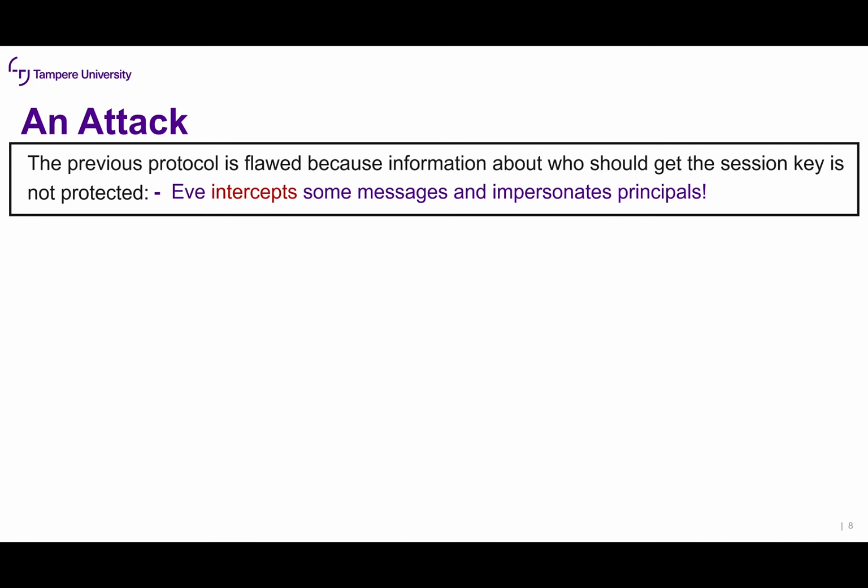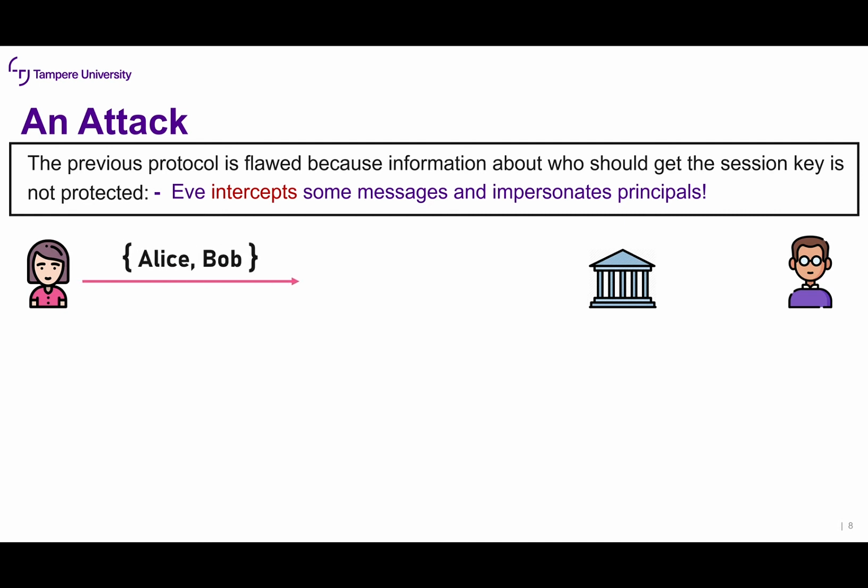The previous protocol is flawed because information about who should get the session key is not protected. So Eve intercepts some messages and impersonates principals. Let's see again what's going on. We've got Alice. The protocol starts by Alice sending a message to Trent saying, "Hi, I'm Alice and I would like to communicate with Bob." Now imagine that we've got our malicious adversary Eve in the middle, who intercepts that message. The first thing that someone could think is just to change this Alice to Eve, but would that make any sense?